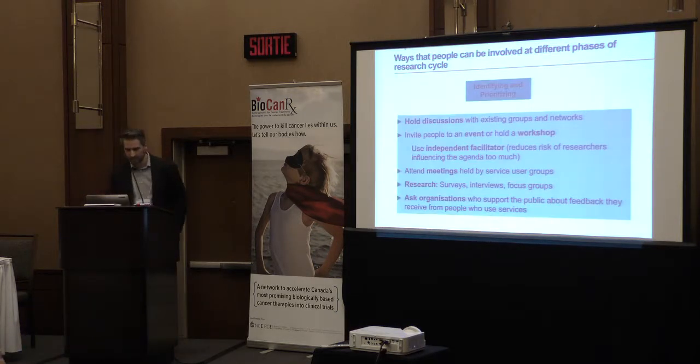That's great. So I thought what I'd do is just highlight a couple of the boxes, and again some top tips about ways in which people could be involved. If we're talking about the early beginning phase of the research program, identifying questions and prioritizing them, different ways that people approach this is through holding discussions with existing groups and networks, so that goes back to the point made here. Another is inviting people to an event or a workshop that the research team might design, but often it's helpful to involve an independent facilitator, someone a little bit independent from the researchers themselves, so that you avoid the risk of the researchers influencing the agenda too much, and you really allow patients' and partners' views to come through in that meeting.